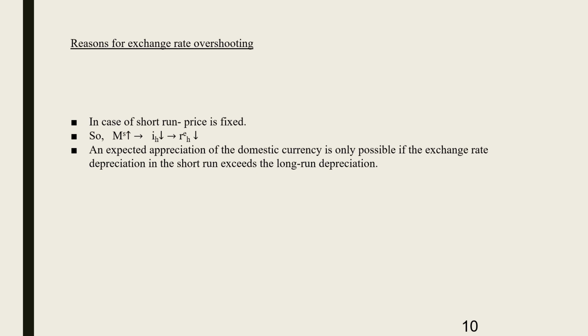an expected appreciation of the domestic currency to compensate for the lower domestic interest rate. An expected appreciation of the domestic currency is only possible if the exchange rate depreciation in the short run exceeds the long run depreciation. And these are all the reasons behind the exchange rate overshooting.